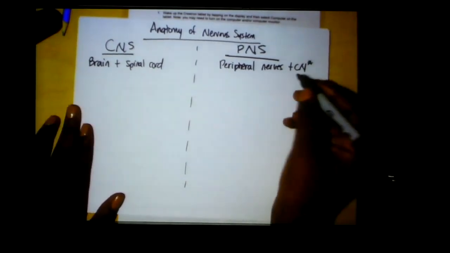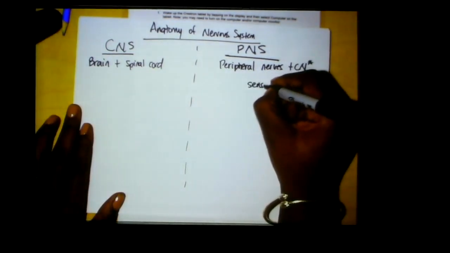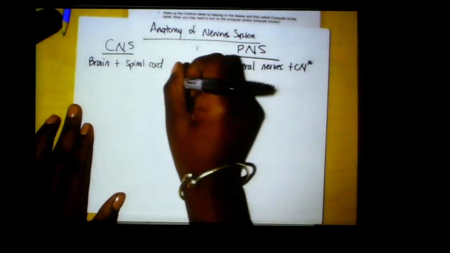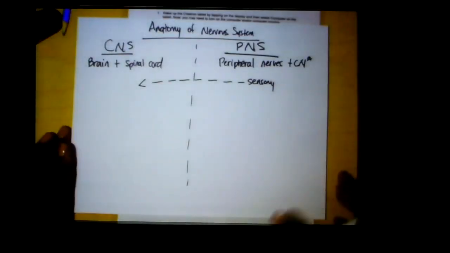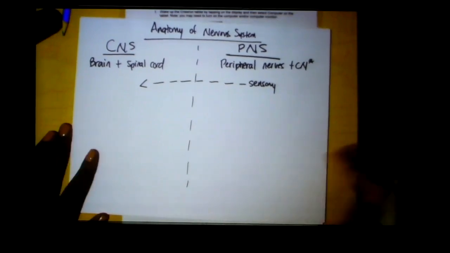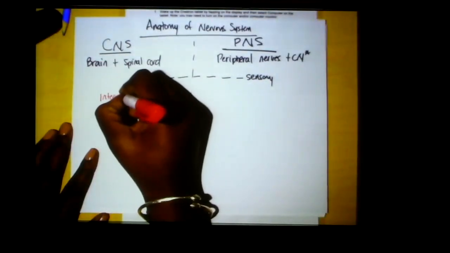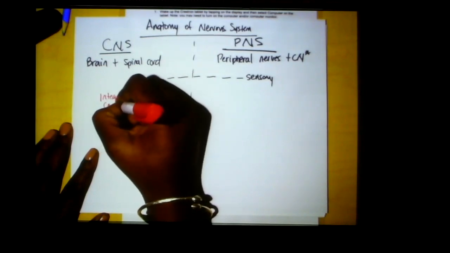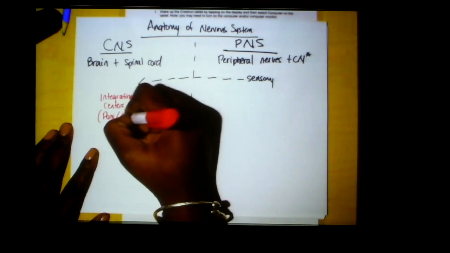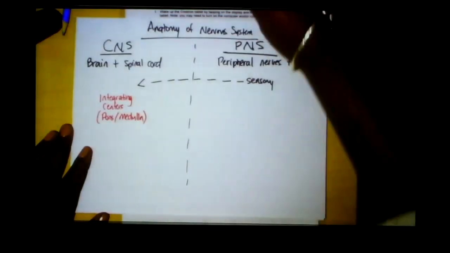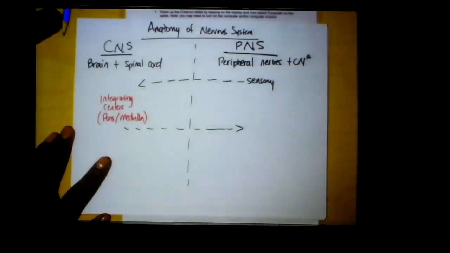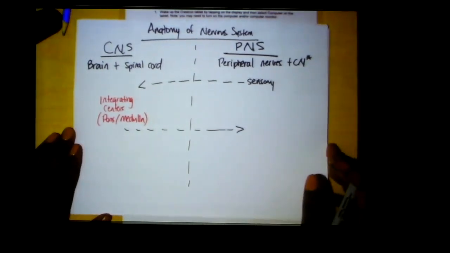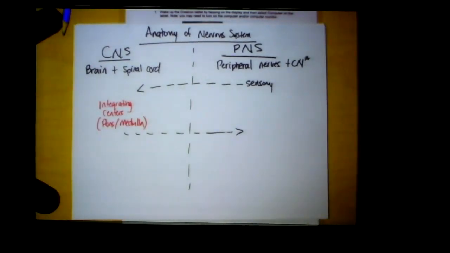Now, in terms of the flow of communication, we talked about sensory information moving in this general direction from the world around us. It was going to be processed at centers in the brain. What do we call those centers? Integrating centers, correct. These are usually the pons or medulla. And then there's another flow of communication based upon this analysis in this general direction, and this can be either motor or autonomic. I'll talk about that in a minute.